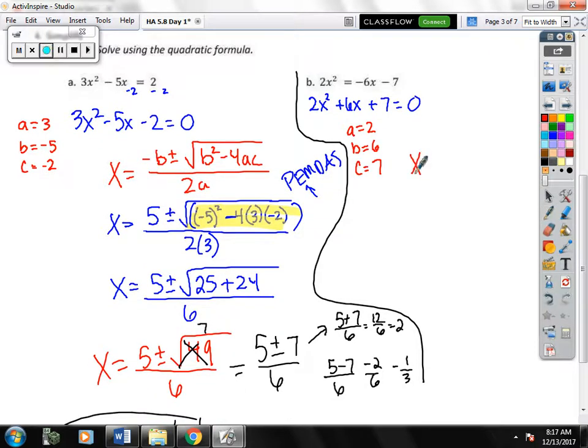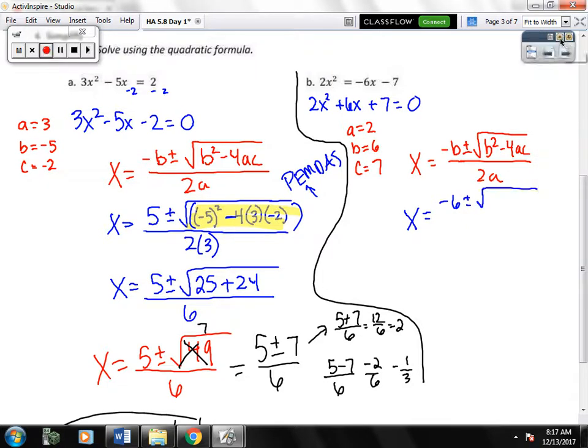Write out our formula. The quadratic formula is -b plus or minus the square root of b squared minus 4ac all over 2a. So the quadratic formula, sometimes it's easiest to memorize that little tune. And then just plug in. So this would be -6. The opposite of a positive is a negative.